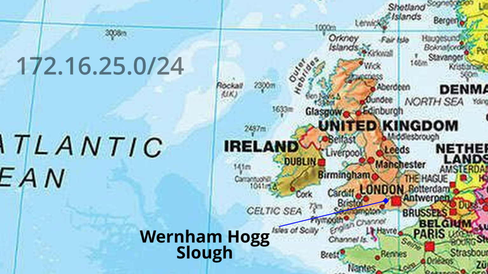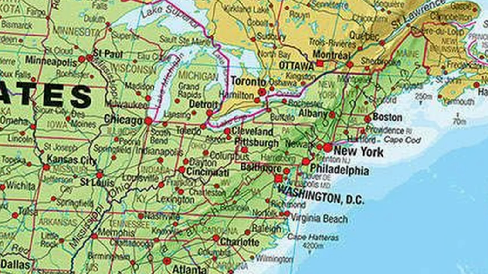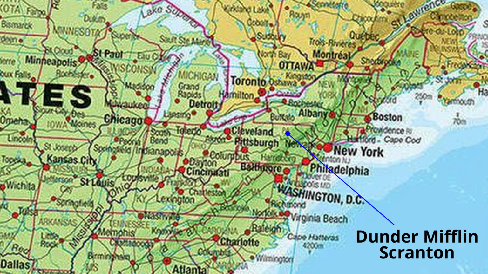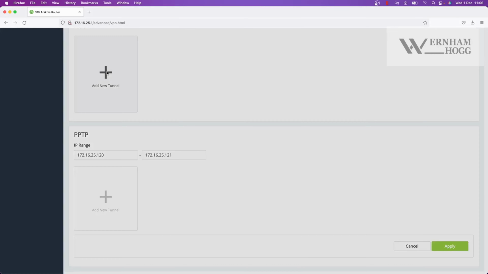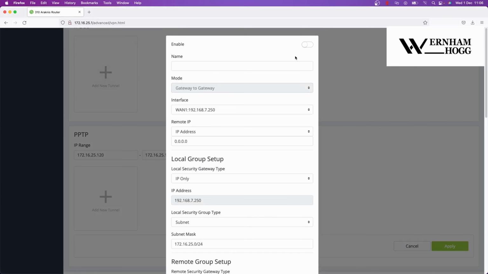So for this demonstration, I'm sitting in Slough on the Wernham Hogg network using an internal network address of 172.16.25.0/24. And I want to access the account server in Pennsylvania at the Dunder Mifflin Paper Company, but as a local user, and their network address is 192.168.1.0/24.